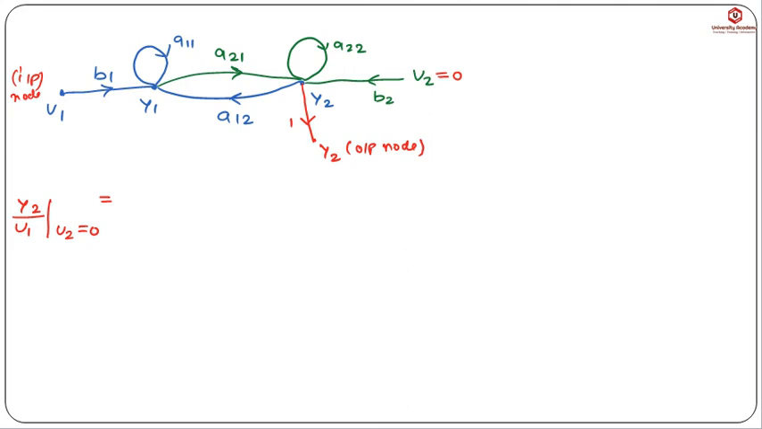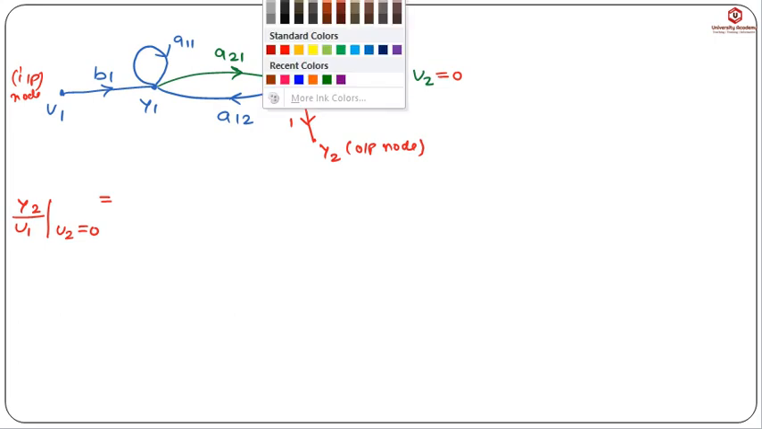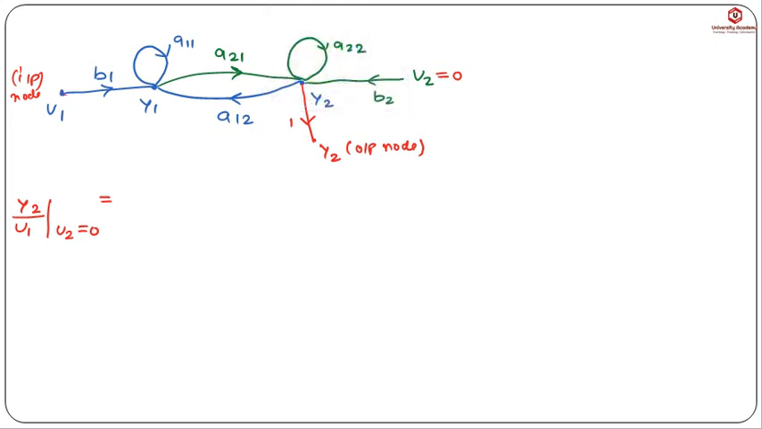Okay, so now let us find the forward path. So this is b1. Okay, then it will be a21. So the forward path gain is b1 times a21. Now this forward path is touching all the loops. The first loop has gain a11. This is the second loop, and the loop gain is a22, and this is the third loop with the gain of a21 and a12. So the forward path b1 and a21 is touching all three loops. So the determinant value is 1.